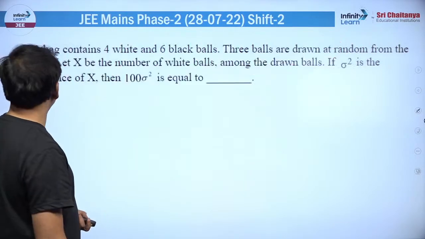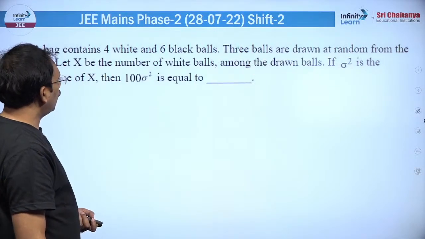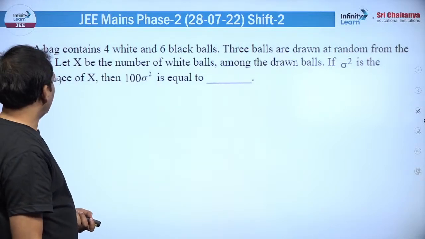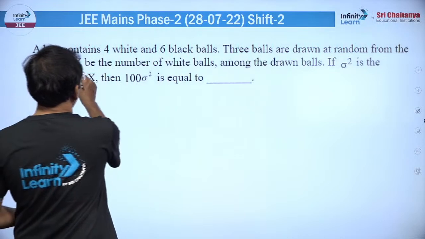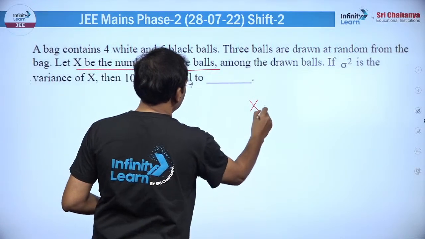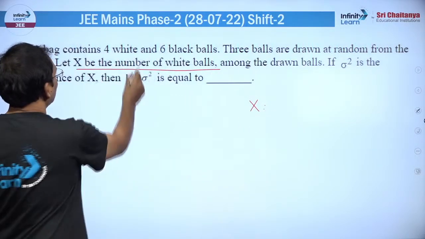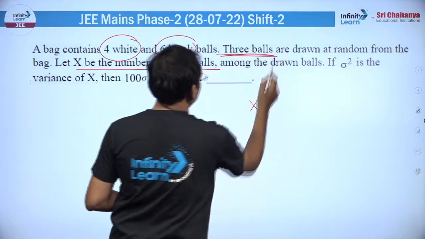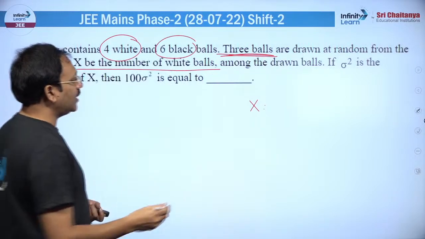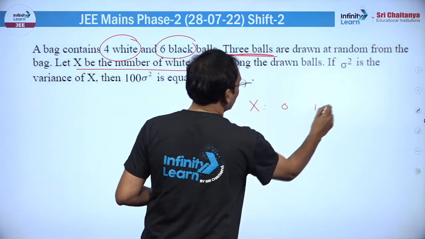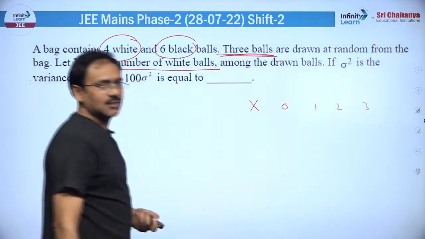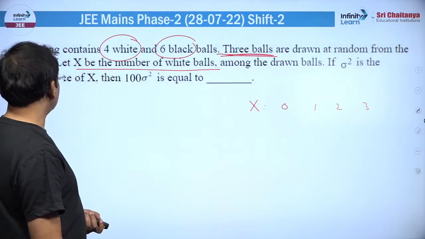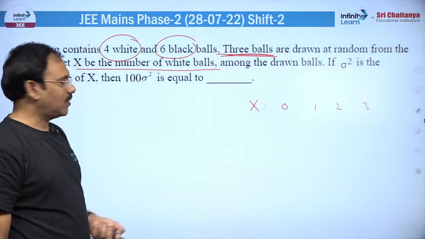Next, my dear friends, a bag contains 4 white and 6 black balls. The balls are drawn at random from the bag. X is the number of white balls, a random variable. So out of 4 white and 6 black balls, 3 balls are drawn, from which the number of white balls can be 0 or 1 or 2 or 3. That is the thing. Now we need to find the variance sigma square, so 100 sigma square.